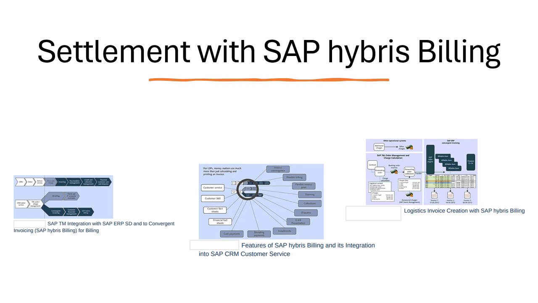So next, this image shows the logistics invoice creation process using SAP Hybris billing. It also highlights the steps involved in generating and processing invoices for transportation services through SAP Hybris.